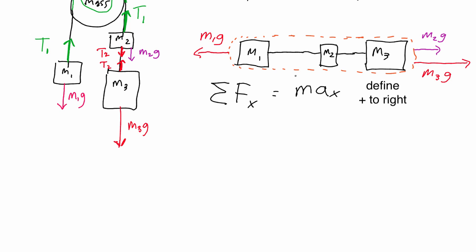Well, I'm going to make to the left negative. We've got negative M1 g, I'm going to try to keep them color-coded, negative M1 g, because it's to the left. I've got positive, plus M2 g, and I've also got positive M3 g. Those are both pulling to the right. So notice that I was more specific. This is replacing this side.